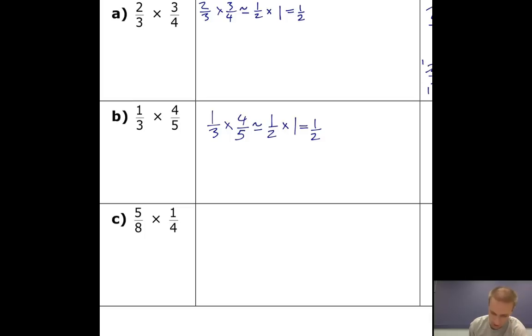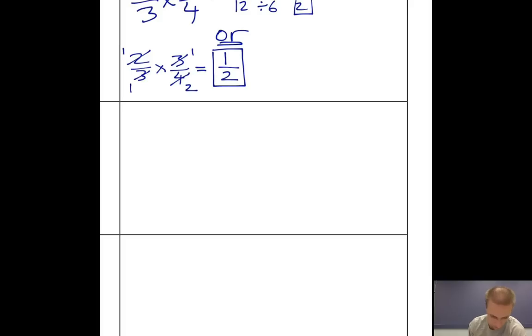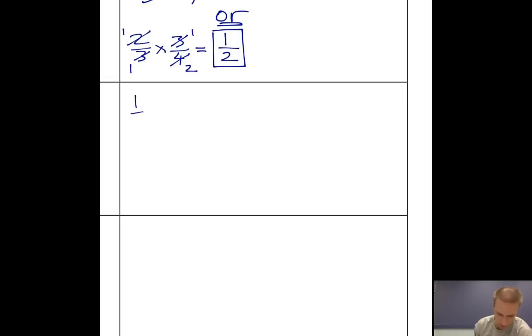Now, if we want to do this exactly, then what we would need to do is this. We'd do 1/3 times 4/5, and we would do the 1 times 4, which is 4, and we'd do the 3 times 5, which is 15, and so our product is 4/15.